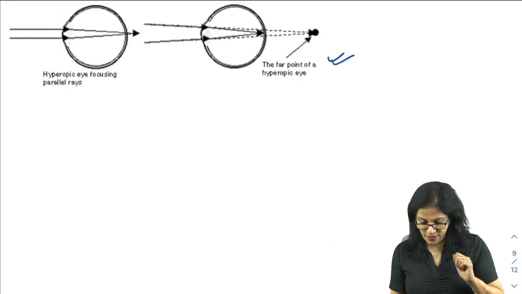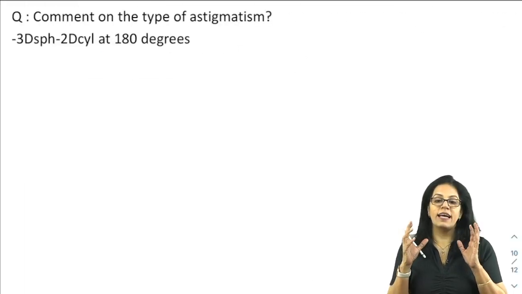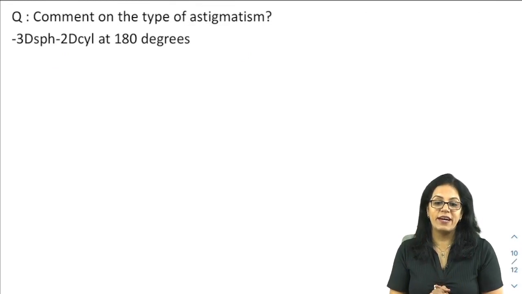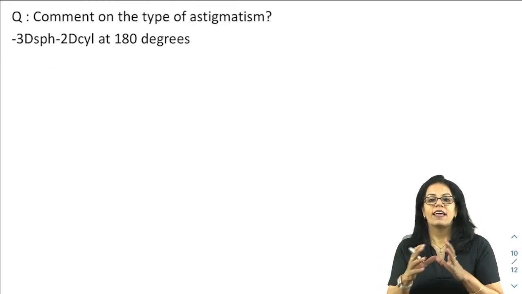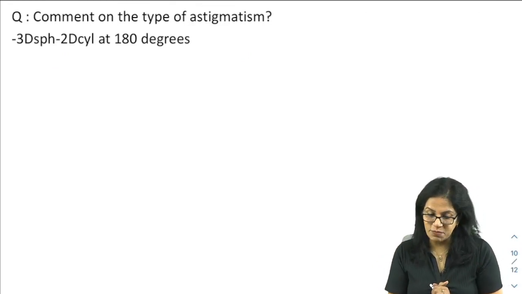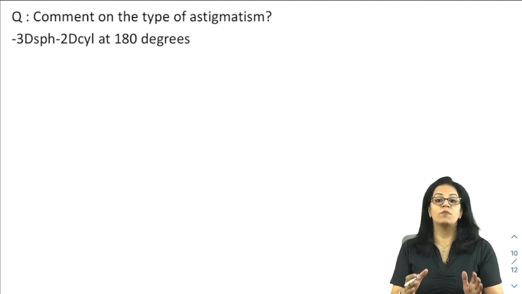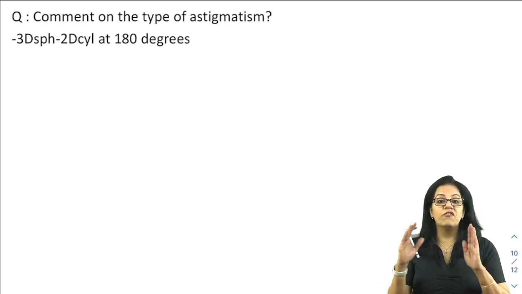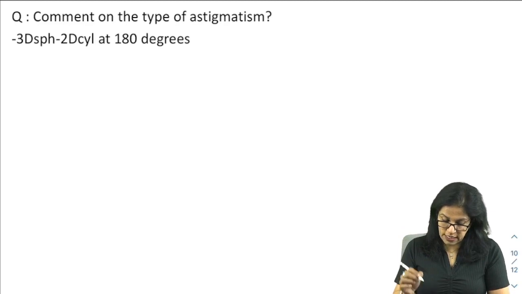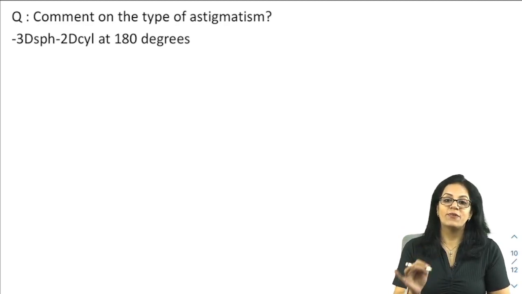Okay, come to the next one. Next one is another question which must be revised, actually, for both the exams, of course, INICET and NEET PG. And what is this? It is the type of astigmatism. I hope you all are very, very clear what is against the rule and what is with the rule.